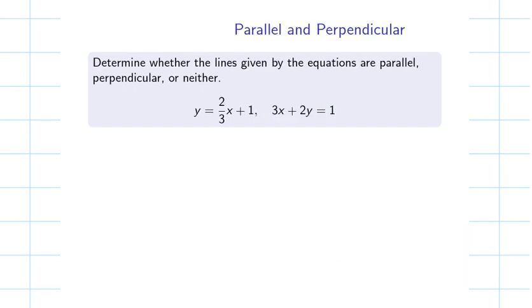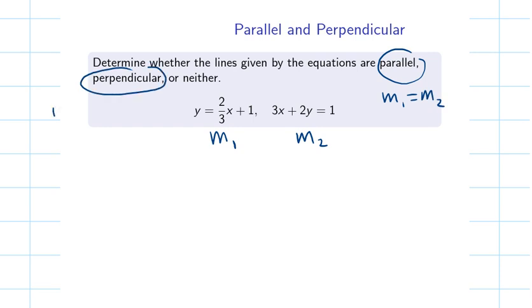Parallel and perpendicular. Are these lines parallel, perpendicular, or neither? And what we're looking for, let's say that the slope is m1 and the slope here is m2. Parallel would mean that m1 equals m2. Perpendicular means that m1 times m2 is negative 1, or another way to write that is m1 is the negative reciprocal of m2. So let's just check. We can read this off. This is in slope-intercept form. So m1 is 2/3. We can just read that off right there.